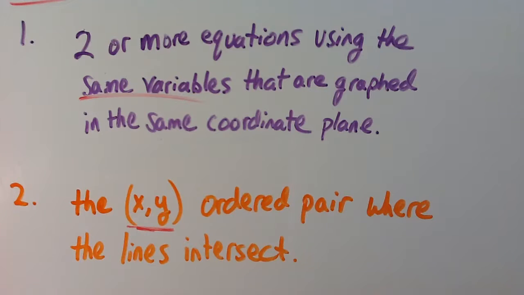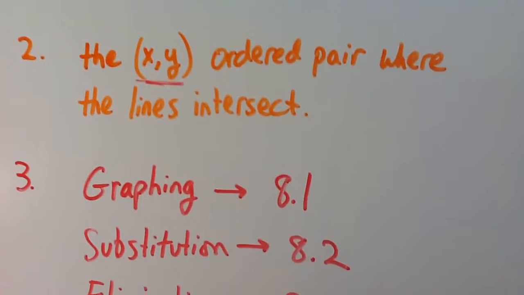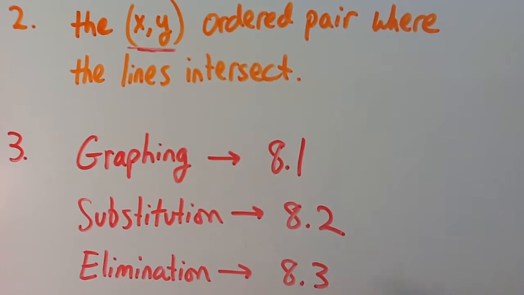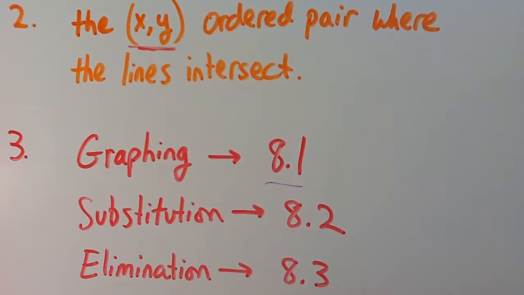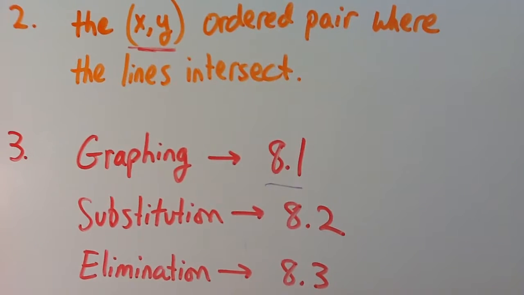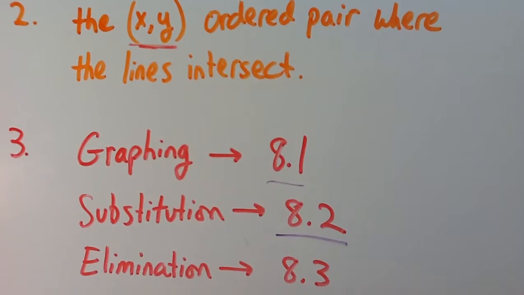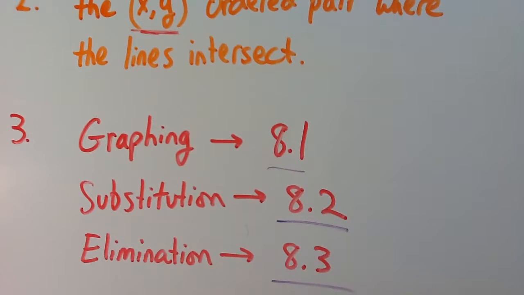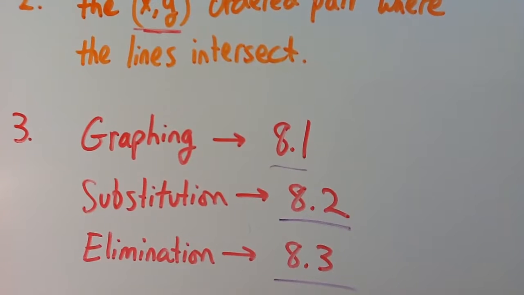Question 3 in your notes. What are the three methods to solve systems of equations? Number 1, you can use graphing, and we'll learn about that in lesson 8.1. The second method is substitution, which we'll learn about in lesson 8.2. And the third method is elimination, which we'll learn about in lesson 8.3.